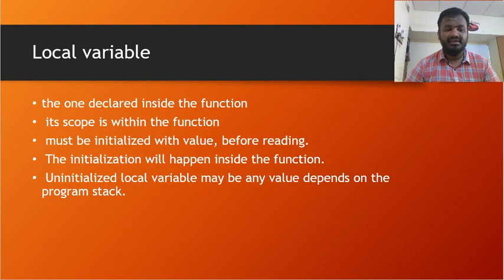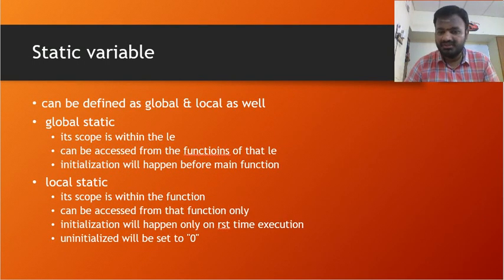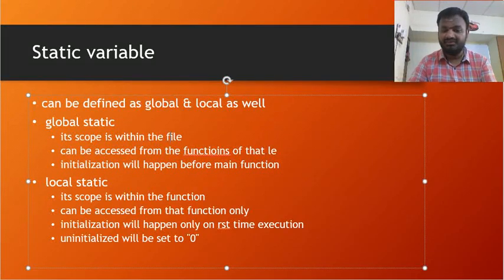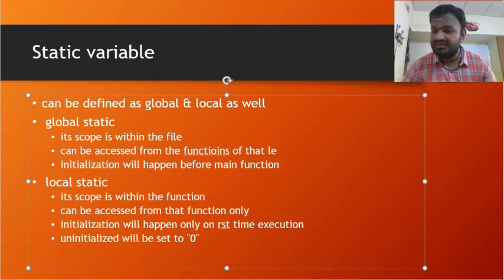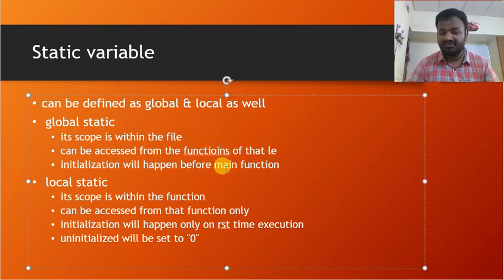And here we have a static variable. A static variable can be defined as global or local as well. For example, if it is a global static, its scope is within that file, similar to the local variable which is within that function. If you define a static global variable, it will be within that file. You cannot access that variable in another file. Basically, it can be accessed from any function of that file, but it cannot be accessed from another file.